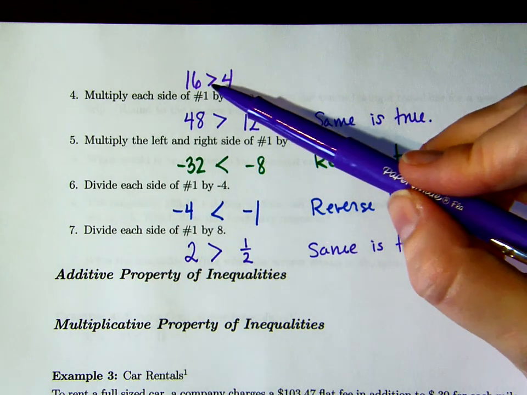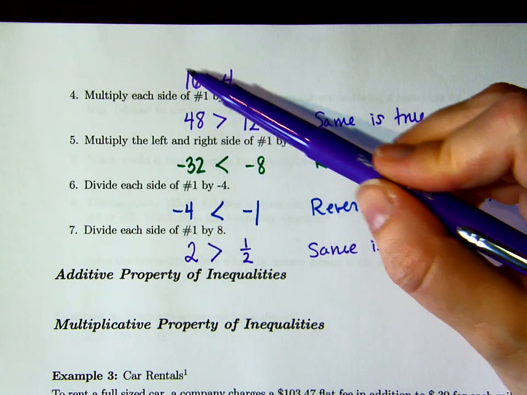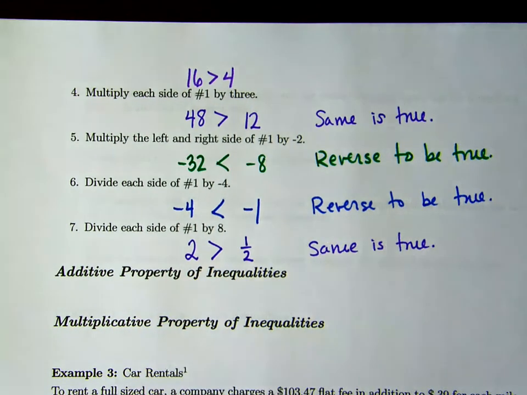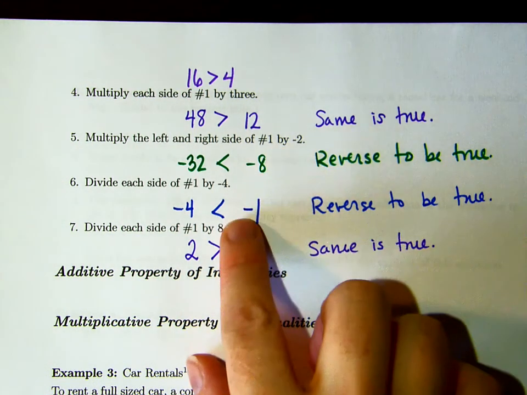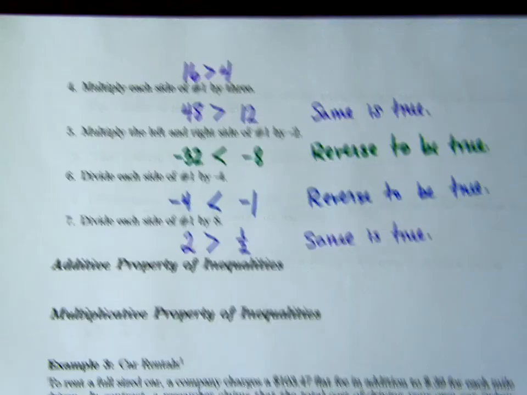We could have added a negative 2 and added a negative 2, we would get 14 and 2, and it would still have the same inequality of greater than in order to be true. So it really is boiling down to multiplying and dividing by a negative when we need to be careful.